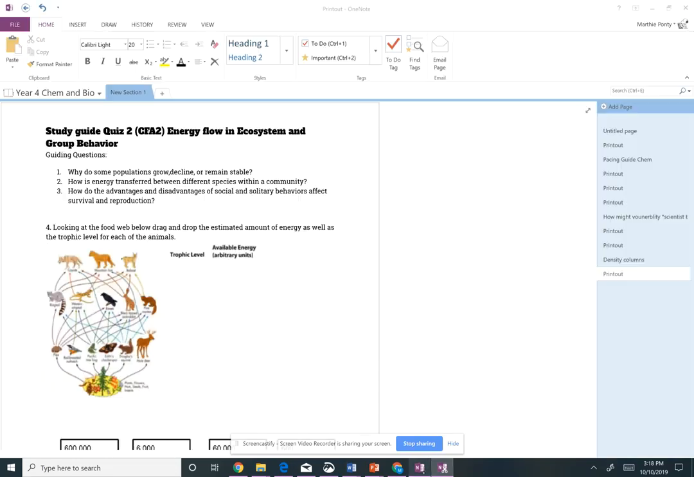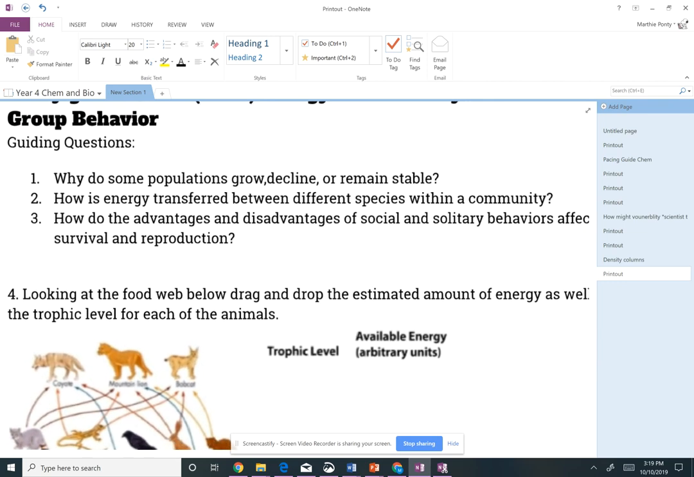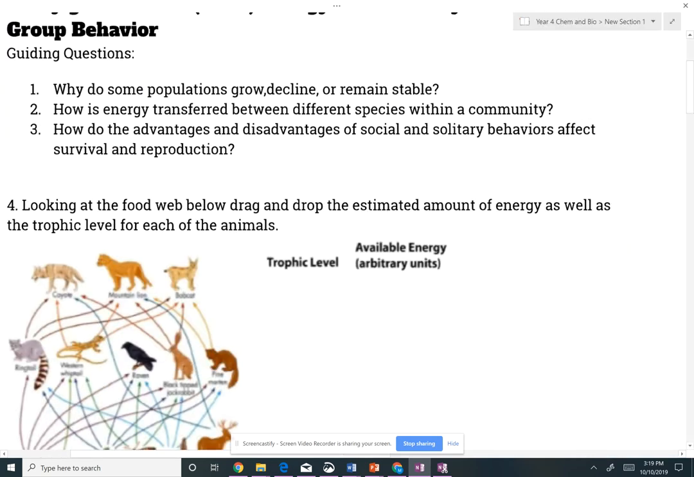Hi, you guys. So we are going to go ahead and review some topics about energy flow in the ecosystem as well as group behavior. This is to kind of prepare you guys for your quiz. So first and foremost, going over some of the guiding questions for our chapter.